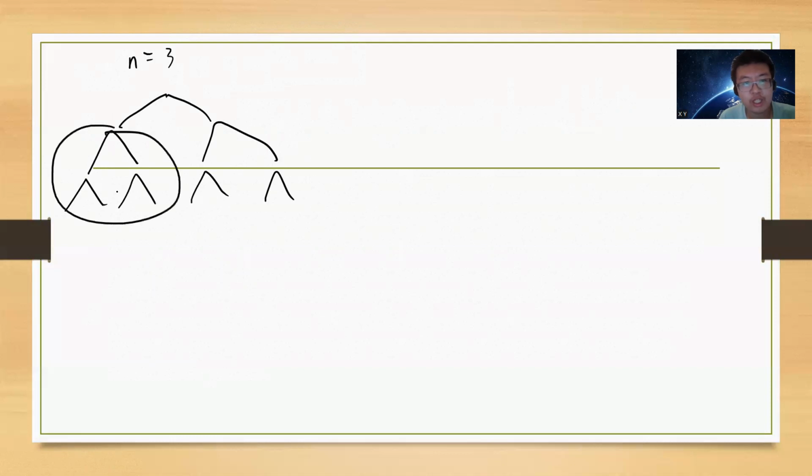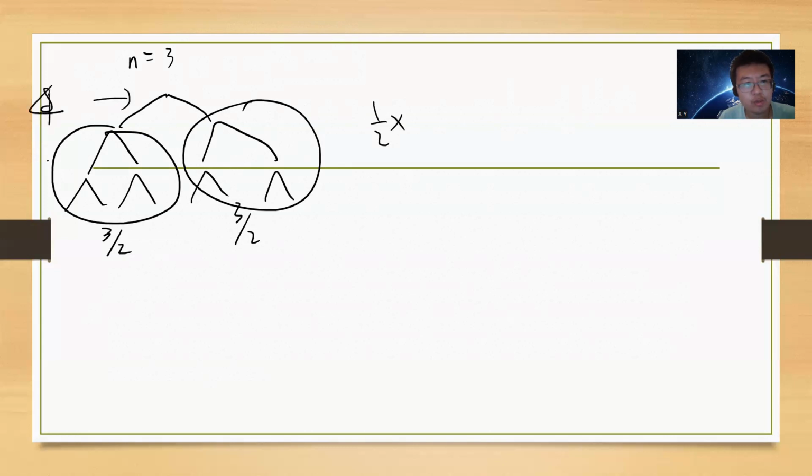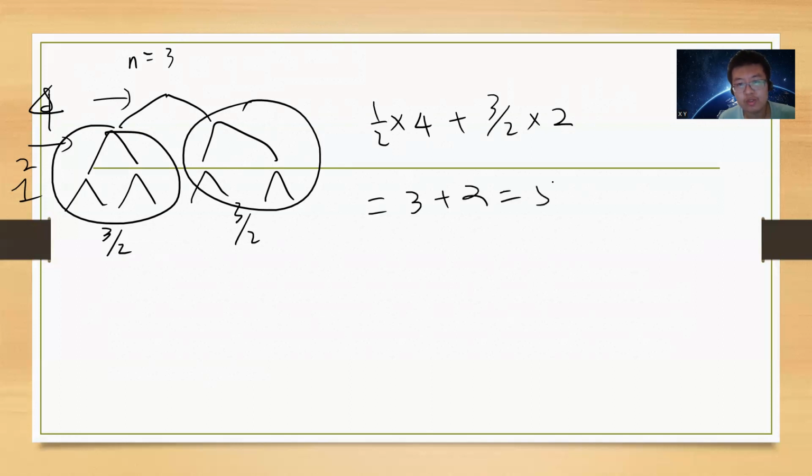Because I already know this guy has probability as the expression 3 divided by 2. This guy is probability 3 divided by 2. Okay, so I only care about this, right? So I have probabilities to take the 8 points, sorry, 4 points, and 2 points and 1 point. So I get probability half times 4, and 3 divided by 2 times 2. Okay, so I get 3 plus 2, which is 5.